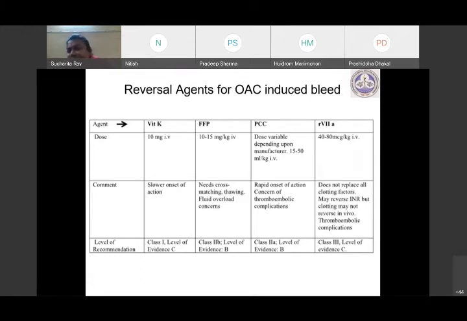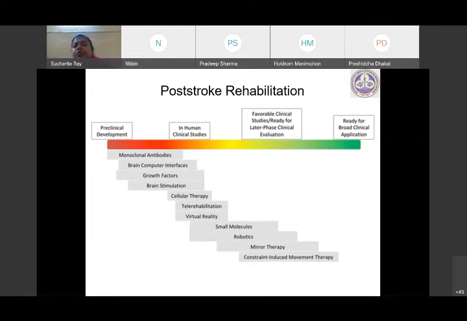Otherwise, it is usually practically not possible. You can use it to control the extent of further deterioration, but I won't be really able to tell you the on-table realities. Finally, the post-stroke rehab.